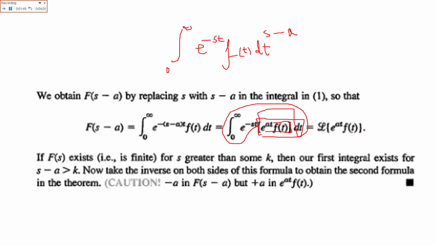If f of s exists, which is finite, for s greater than some value of k, then our first integral exists for s minus a greater than k. Now we take the inverse on both the sides of the formula to obtain the second formula of the theorem. Here in this theorem, basically we are saying that we are replacing s with s minus a. Here we are subtracting a from s, but the value a is positive, as said in this question.